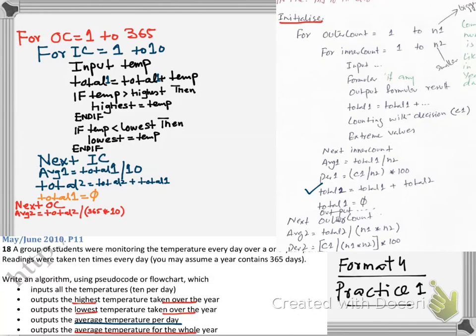Now what do we need to output? All we need to output is now output average 2, highest and lowest. That's about it.